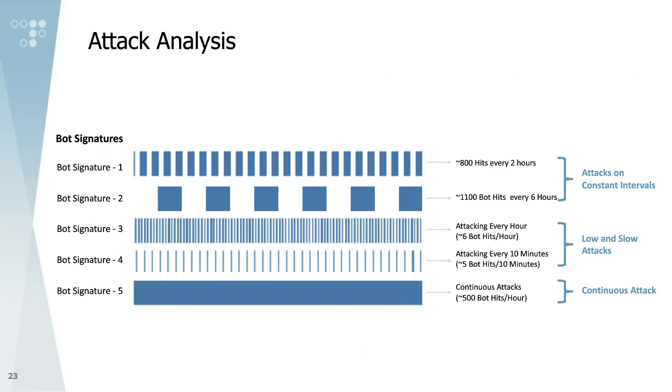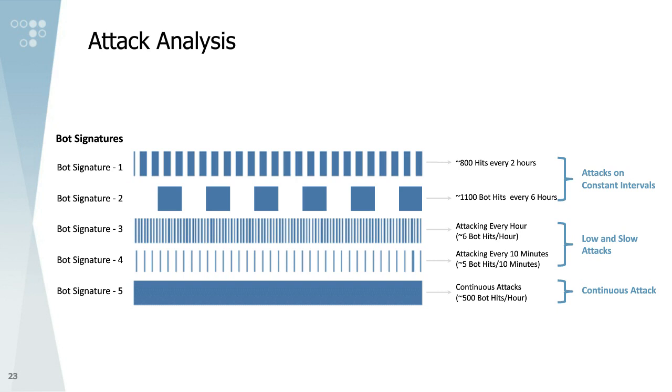Analyzing the attack, let's look at the sample of 5 signatures. The top 2 here attack the login or authentication API constantly, every 2 hours and every 6 hours, with 800 and 1100 hits respectively. So 800 hits within 2 hours, every 2 hours, and 1100 hits every 6 hours.